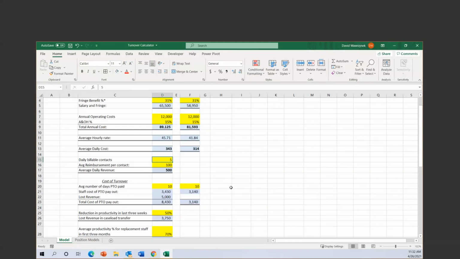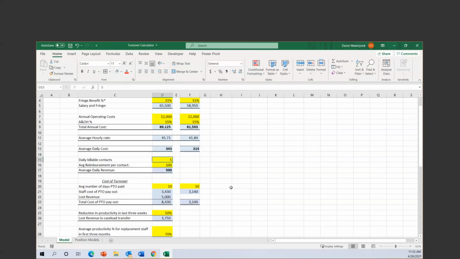So the first thing we want to know is figure out what your average daily revenue is. So this is a simple, what's the daily billable contacts on average? And in this case, it was 5. What's the average reimbursement rate per contact? It's about $100. So we're looking at probably about $500 a day in average revenue on the days that this is average for all paid days, and this is average for all contacts. So you see we have about an average daily cost for this staff of $343, an average revenue of about $500. This is not an uncommon kind of a situation.